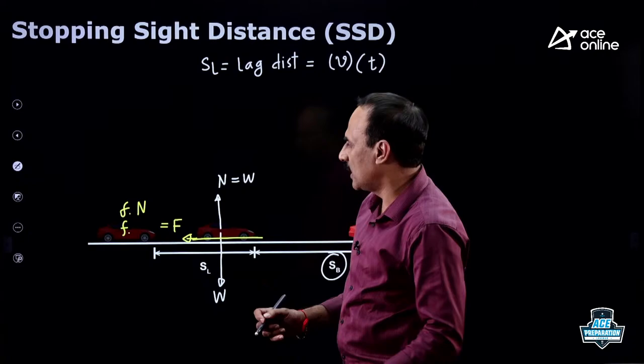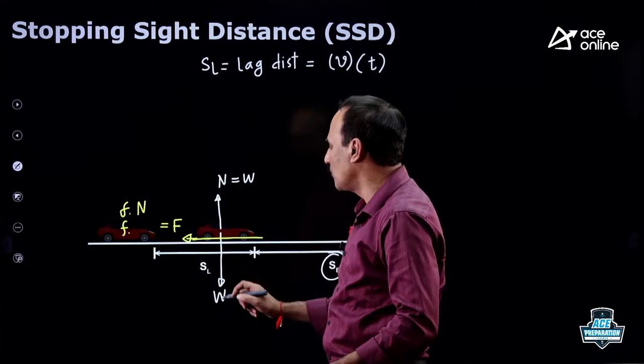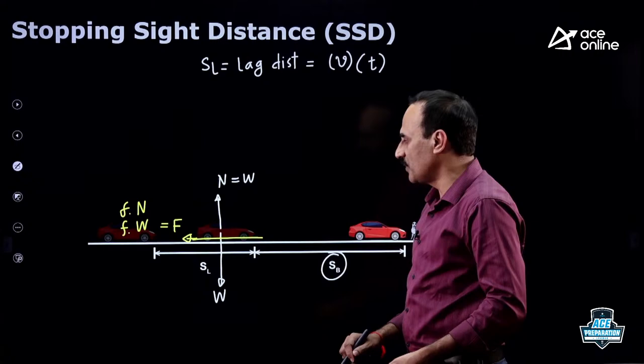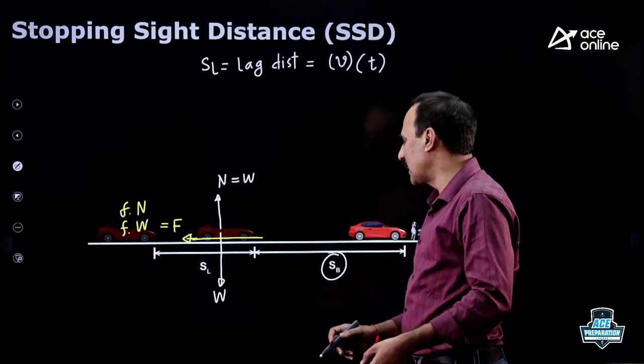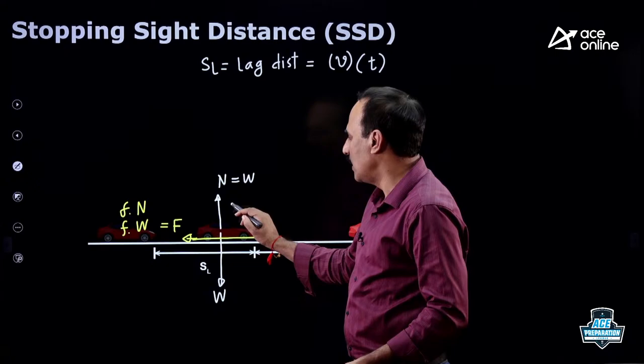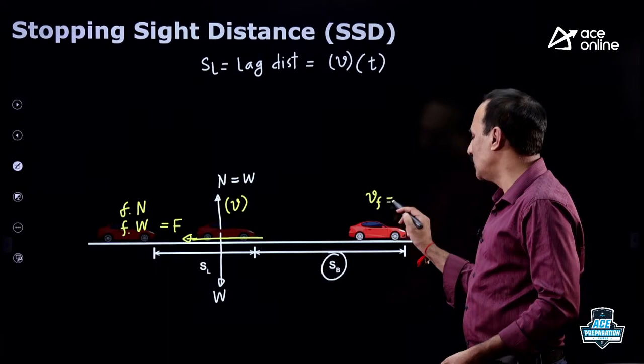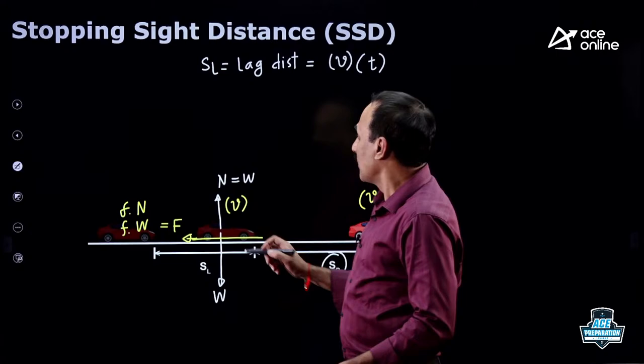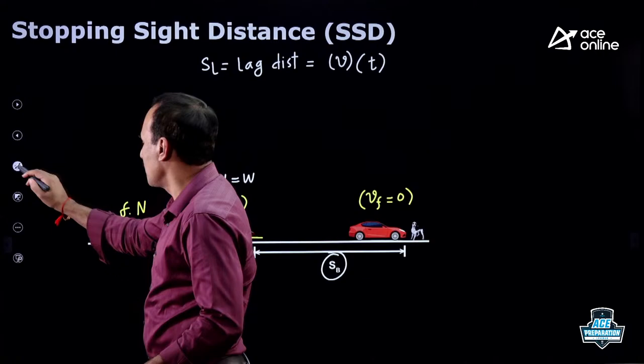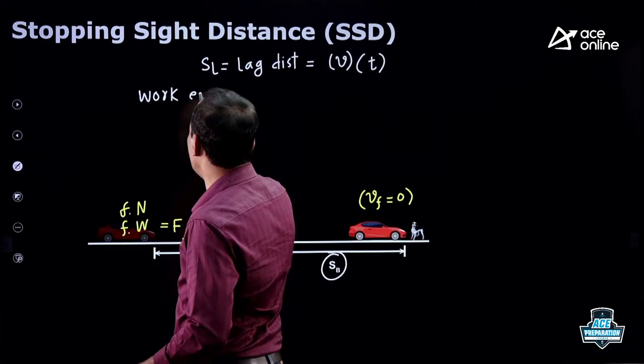This is practical observation. So coefficient of friction into normal reaction is the frictional force, and normal reaction is equal to W. These are all the forces acting on this vehicle. Any other forces? No other forces acting on the vehicle. And the initial speed here, I'm taking it as V. It is nothing but design speed in meter per second. So to stop, final speed is equal to zero. It is just stopping before the obstruction. So final speed is zero. Now use the work energy principle for finding out the braking distance. What is work energy principle of mechanics?